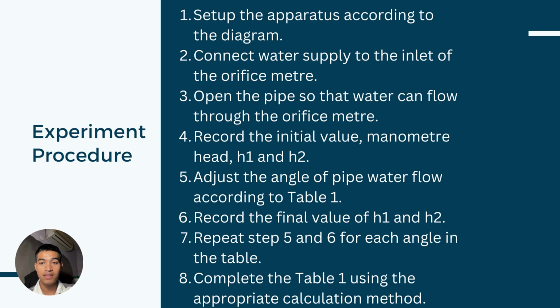H2. Adjust the angle of the pipe water flow according to table 1. Then record the final values of H1 and H2. Then repeat steps 5 and 6 for each angle in the table. Lastly, complete table 1 using the appropriate calculation method.